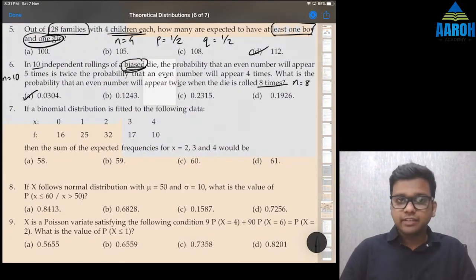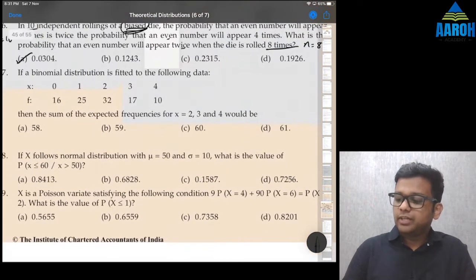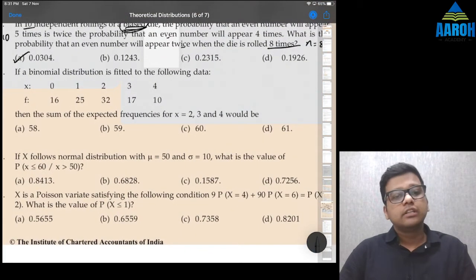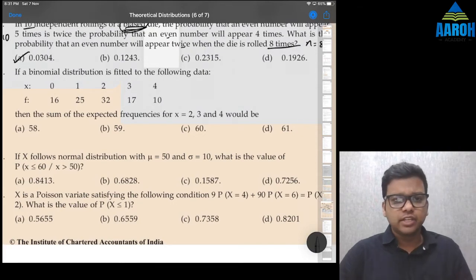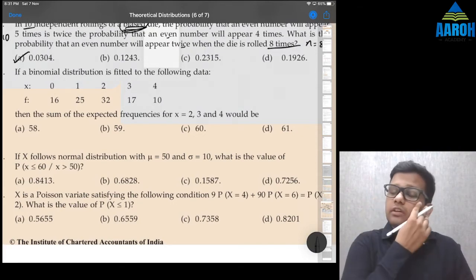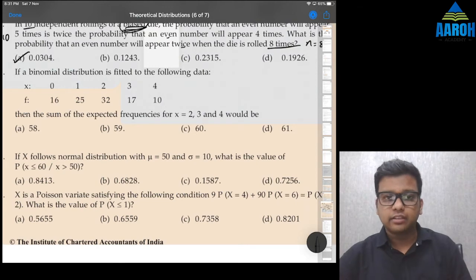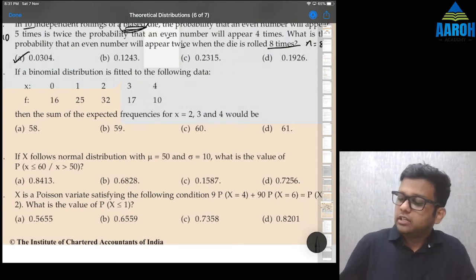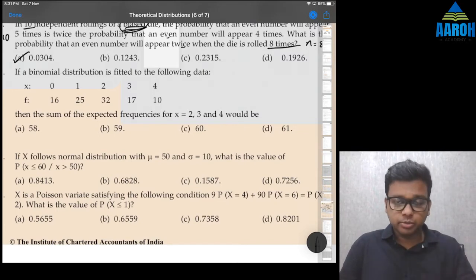Seventh. Now the seventh is a lengthy one. Let's try. If a binomial distribution is fitted to the following data, then the sum of expected frequencies for x equal to 2, 3, 4 will be. First of all, you have to know what fitting is. Let's try to fit a binomial distribution to this. How do we fit?